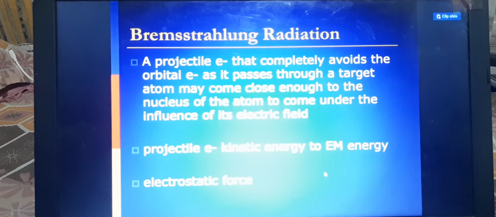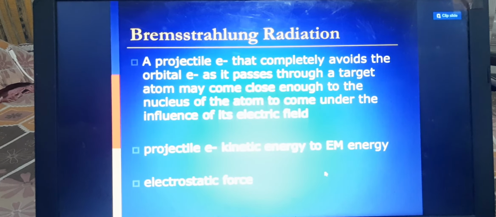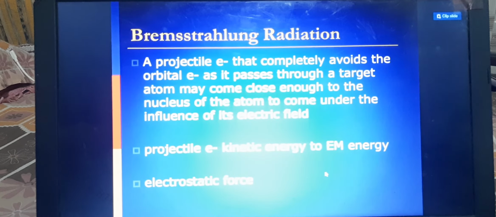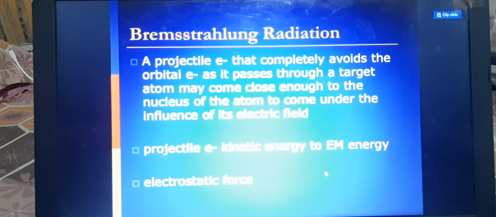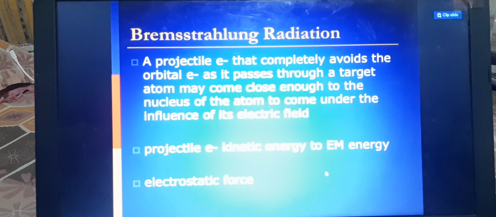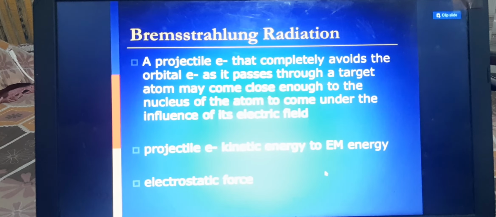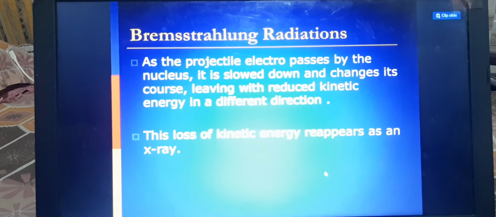Why does the electron not come into contact with the nucleus? Because of the electrostatic force of repulsion. The electron is negatively charged and the nucleus is positively charged, so a force of repulsion occurs.